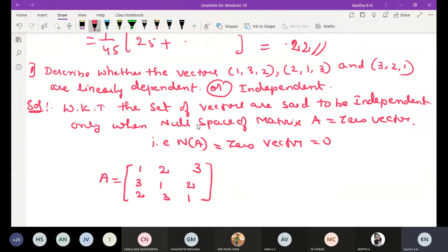Okay. In this problem, we need to check whether the given vectors are linearly dependent or independent. The set of vectors are said to be independent only when the null space of the matrix is 0. If the null space of the matrix is 0, then the given vectors are independent.